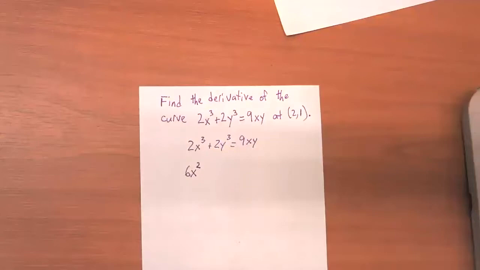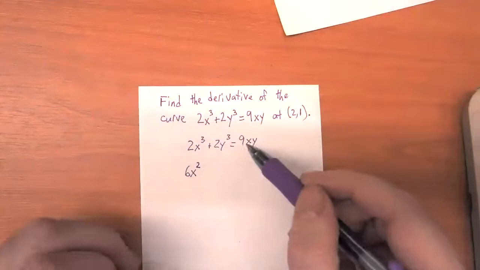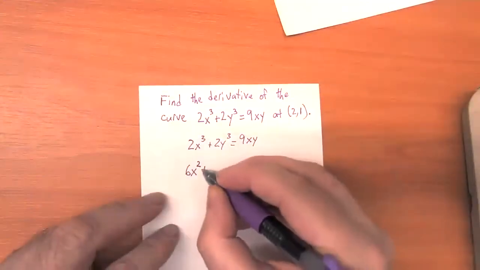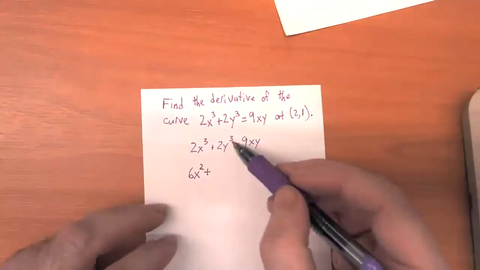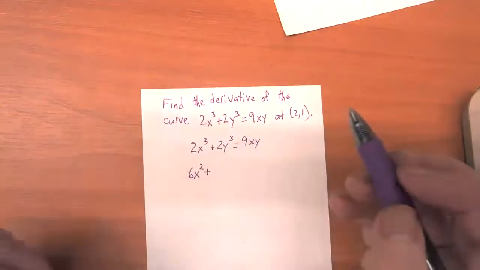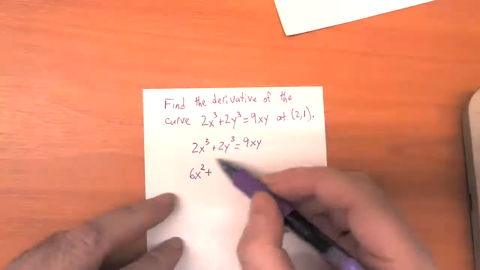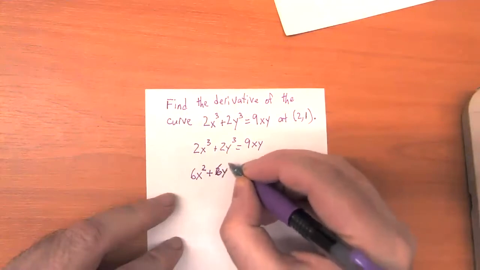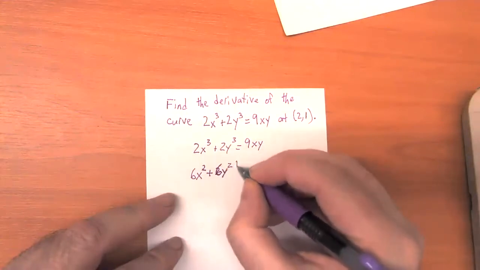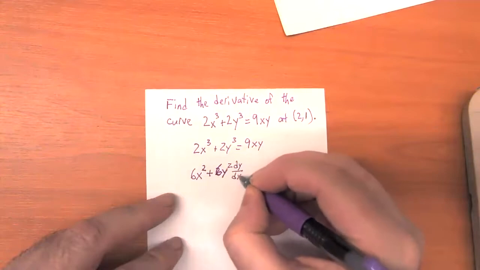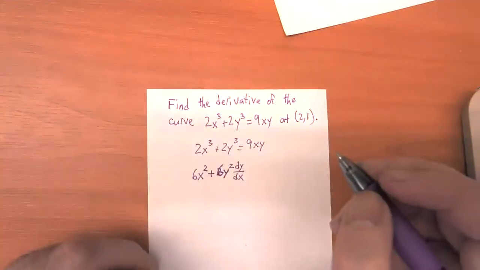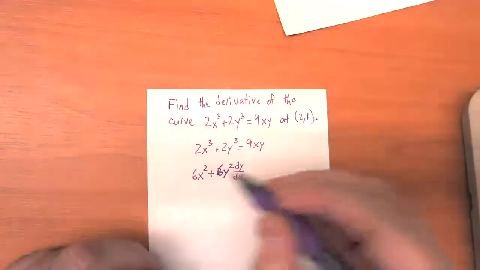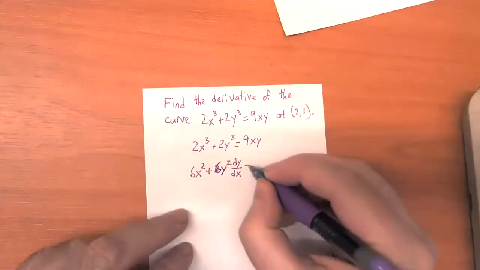All right, how about our next term, 2y cubed? So here, we've just got a y by itself. So we can think of this as using the chain rule, or we can just think of it in a kludgy way that we're going to take the derivative with respect to y. So that's going to be 6y squared. And that was the derivative with respect to y, so we need to multiply that by the derivative of y with respect to x. Okay, so that takes care of the left-hand side of the equation.